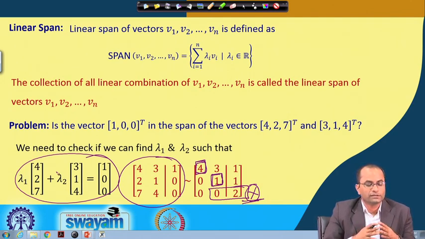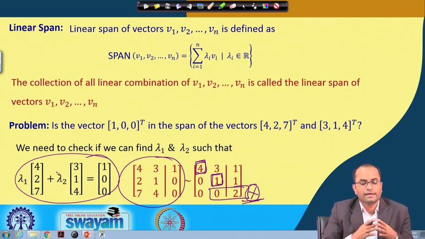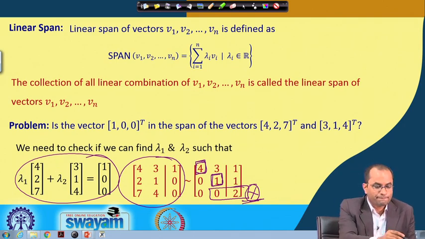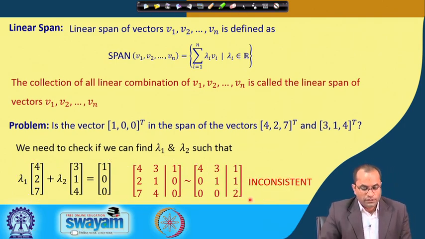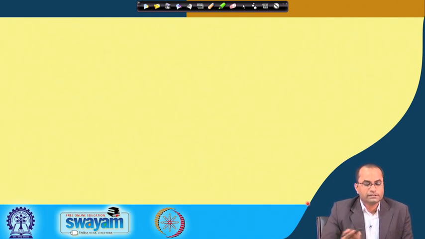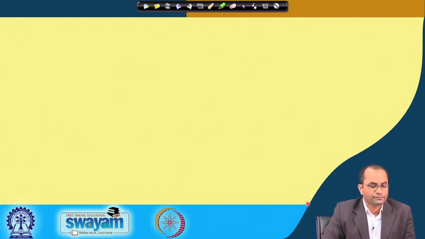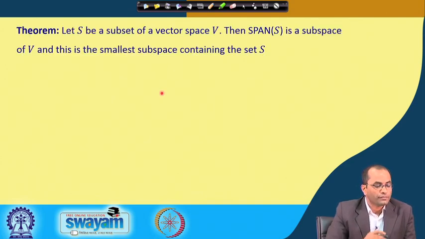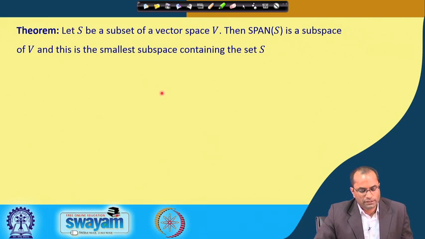that this vector (1, 0, 0) does not lie in this span of the vectors (4, 2, 7) and (3, 2, 4). So, here the system is inconsistent and we cannot write that as a linear combination. So, there is another nice result here.